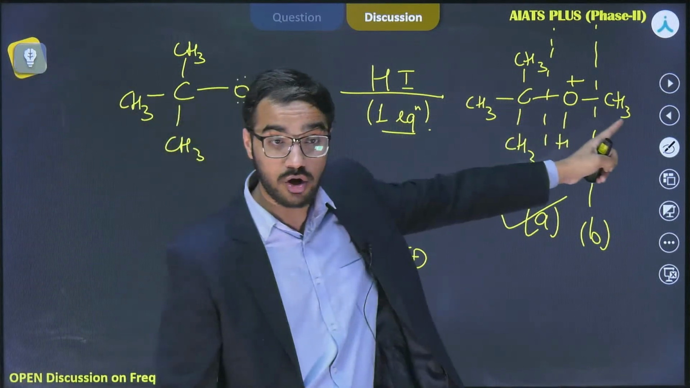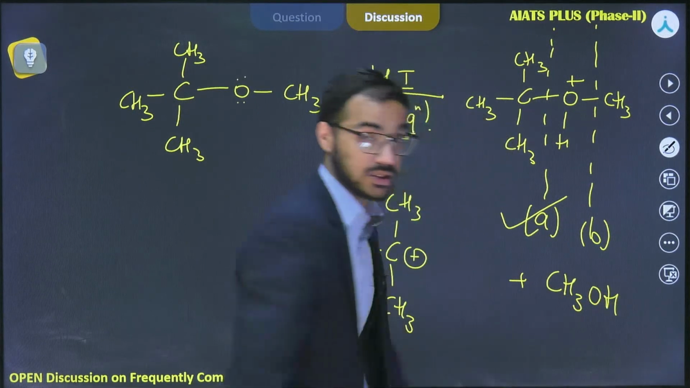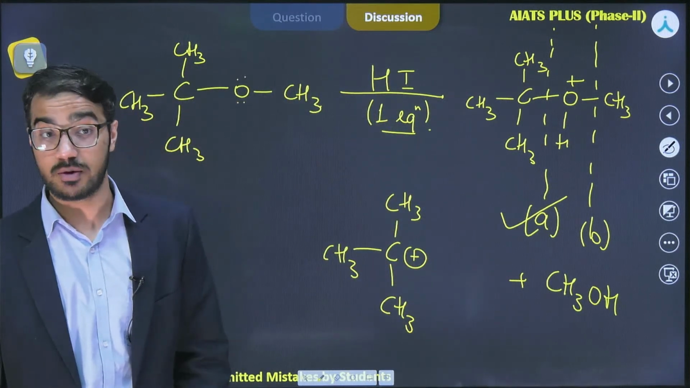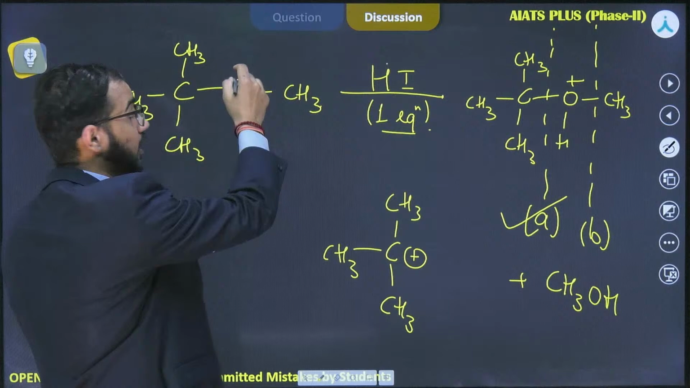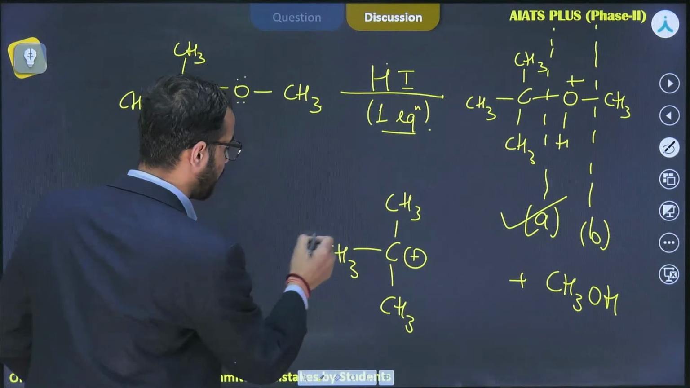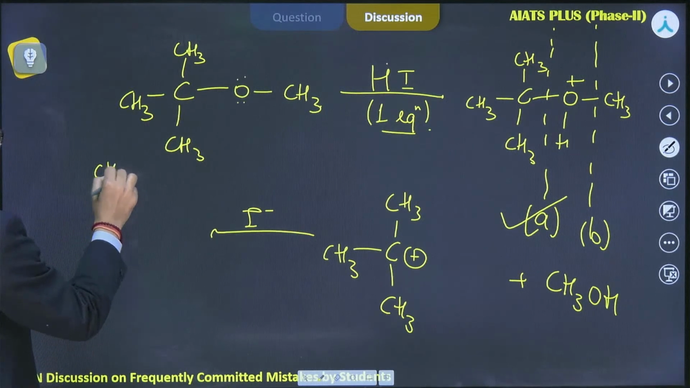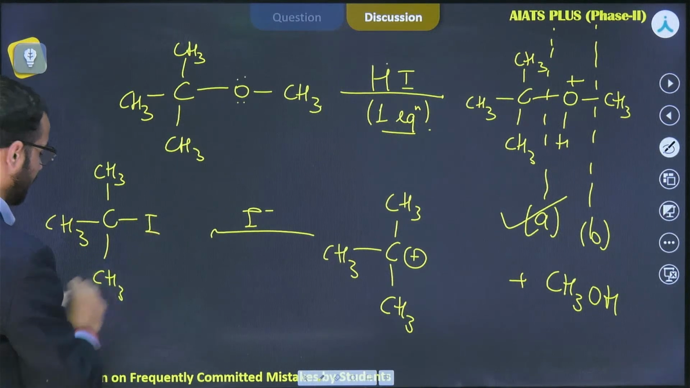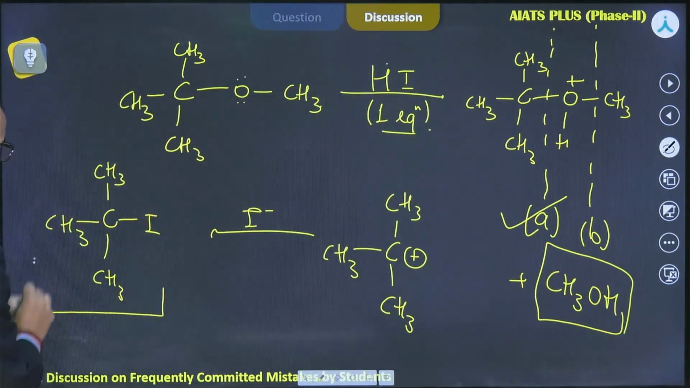And the other product being formed is methanol, CH3OH. This is the other product formed. You are reacting with HI, so what will be the case? If you are reacting with HI, the H positive is earlier utilized by a lone pair of oxygen. Now you will be having only I negative. The I negative will attack this, and you will be getting CH3, CH3, CH3, I. These are the final products which were formed.